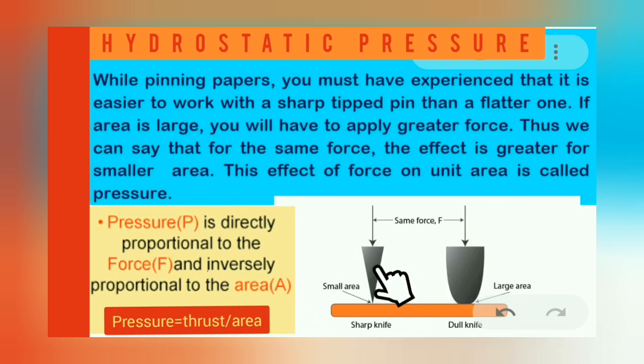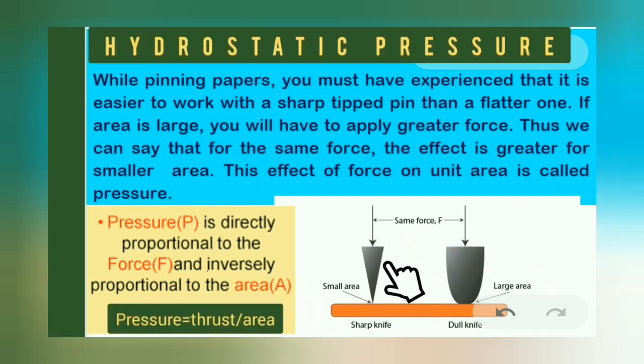When we apply the same force on both the knives, the effect is more on the sharp knife. Why? Because the force applied here is passed through a small area. That means the pressure exerted is more here. So we can say that pressure is inversely proportional to area. Pressure is the ratio of thrust to area.